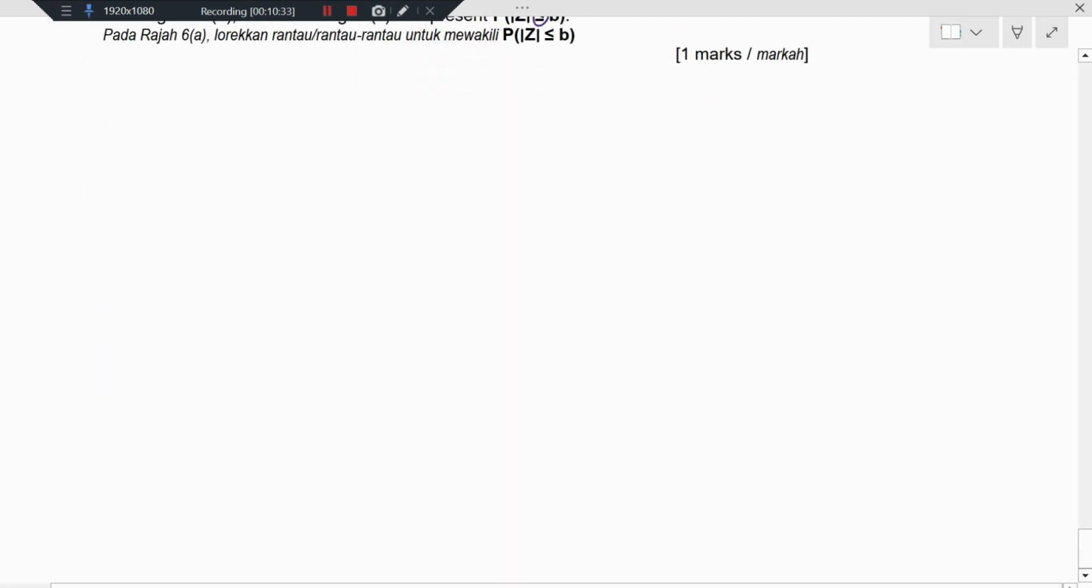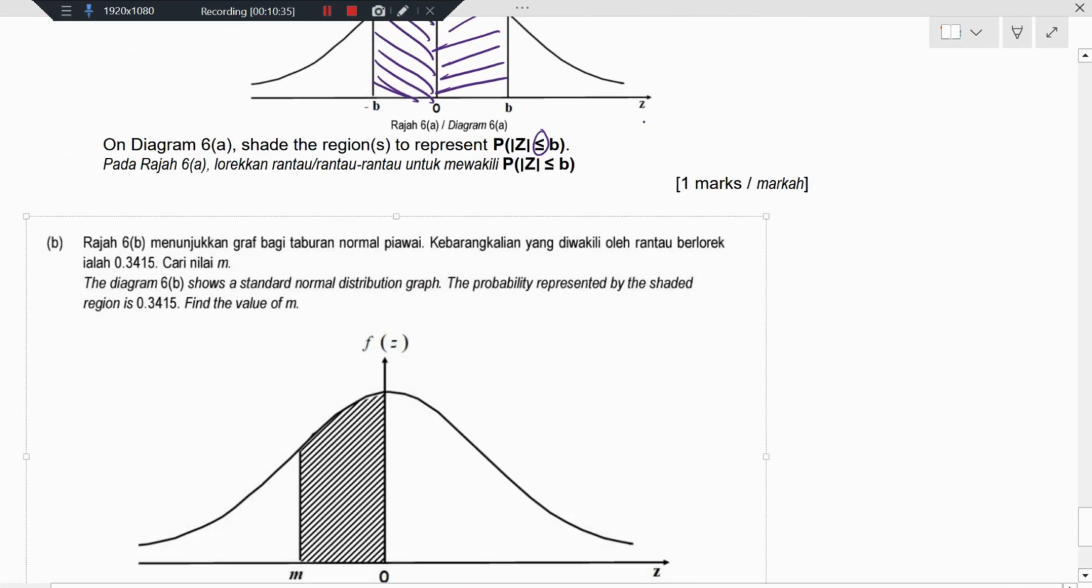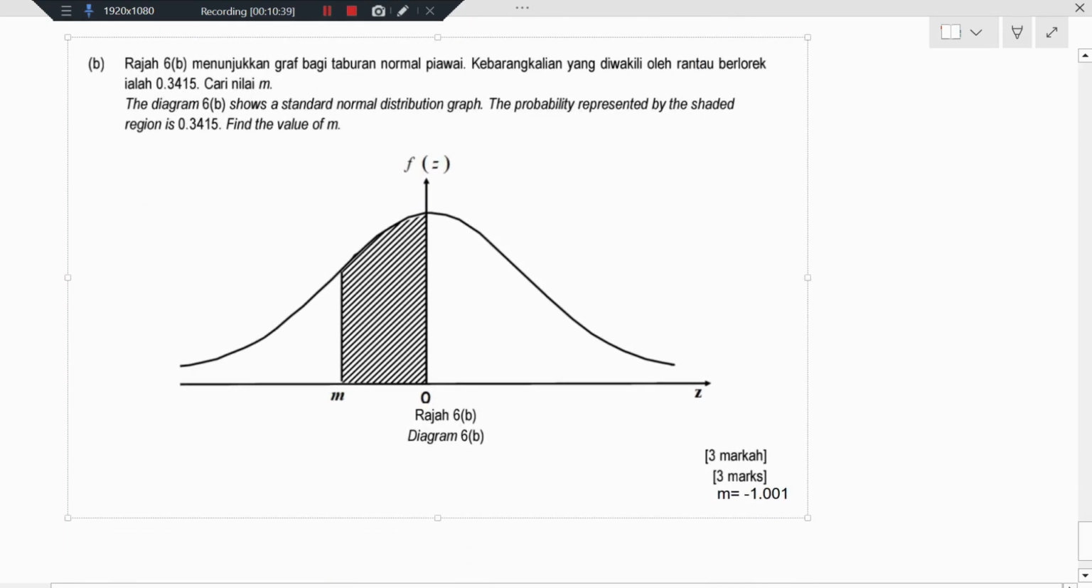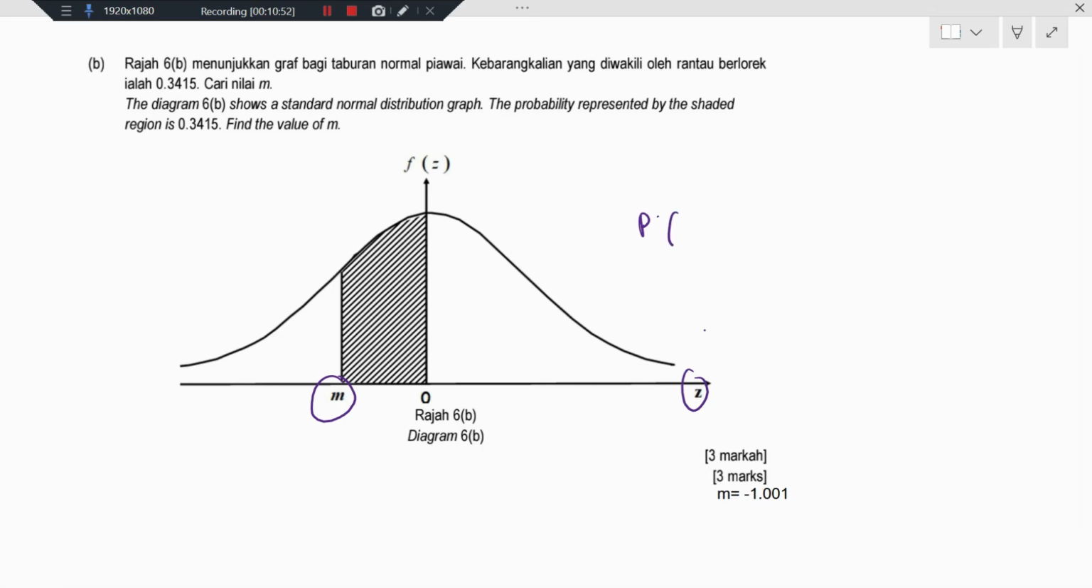Now the next following question. Diagram 6b shows the normal distribution graph. The probability represented by the shaded region is 0.3415. Find the value of m. This question is easy. So for probability, this is z. It's already in z, so you can write z, not x. Z from m until 0.